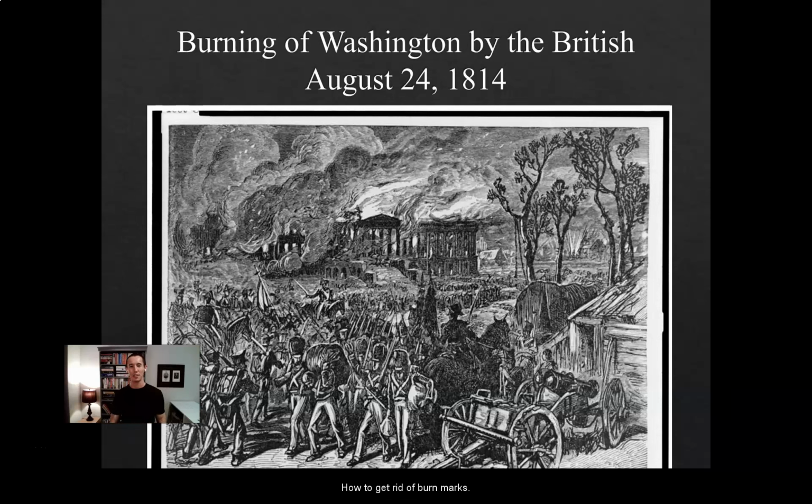How do you get rid of burn marks? White paint. Supposedly, there was no record of it being called the White House before this, and right after this is when they started calling it the White House. Again, that is one of those things. I've read places that said that's not true. It's a good story. So the capital of the United States was burned to the ground.